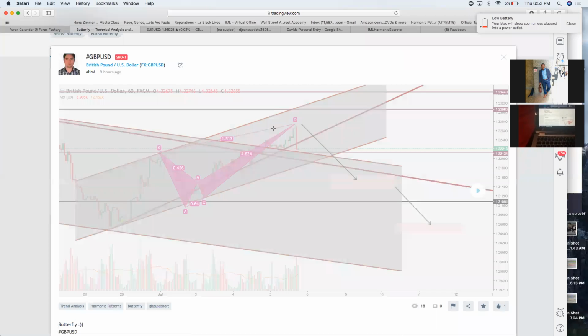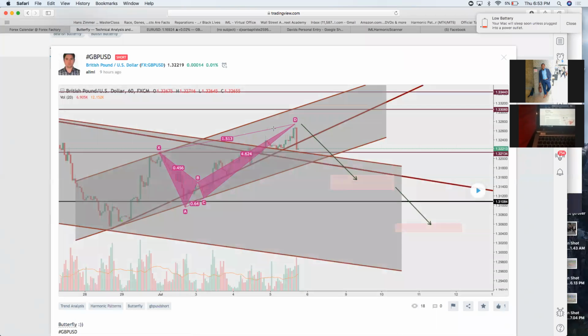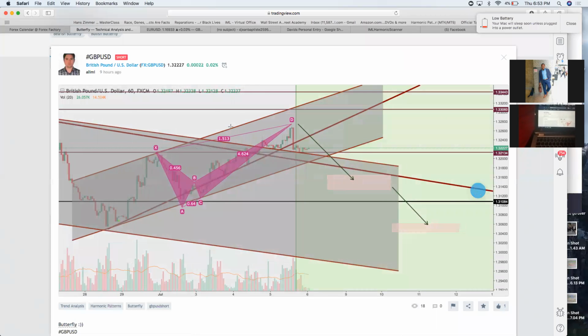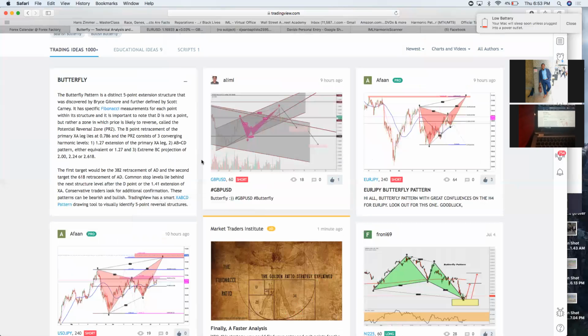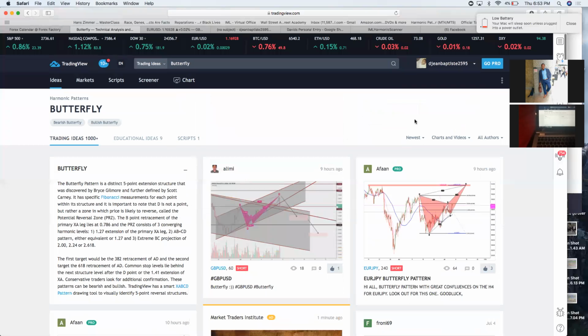What is the legal form? All right, so this is the butterfly. And what is the legal form? Oh, right here. Yeah, no problem. All right, so this is the bearish and the bullish butterfly.